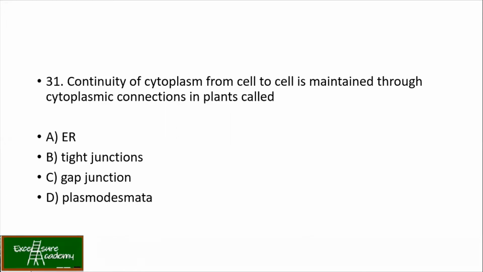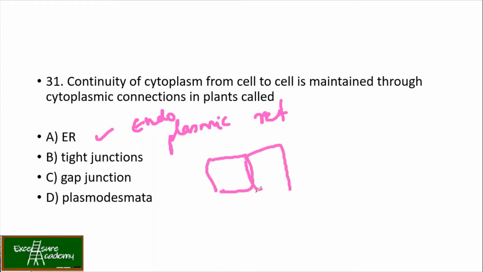Continuity of cytoplasm from cell to cell is maintained through cytoplasmic connections in plants, which are called dash. So if we see over here, ER is your endoplasmic reticulum, correct? So these are present in both. What they're asking is, there are two plant cells, and the cytoplasm of plant 1 cell and plant 2 cell is having continuity. Now, how is this maintained? It cannot be because of ER.